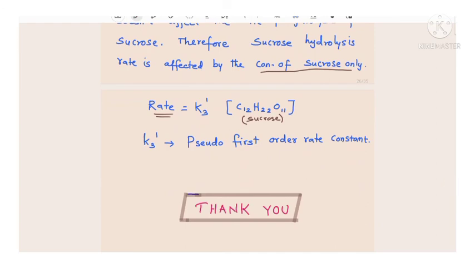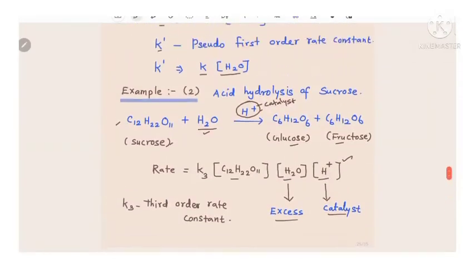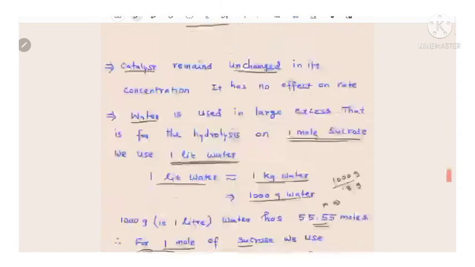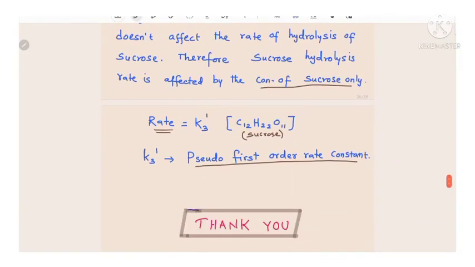And here you can consider K3 dash as the pseudo first order rate constant. Initially we wrote K3, which is supposed to be considered the third order rate constant, because the reaction looks like third order, so we give K3. K3 is the third order rate constant, isn't it? So finally we are using K3 dash, which is nothing but the pseudo first order rate constant. Thank you.